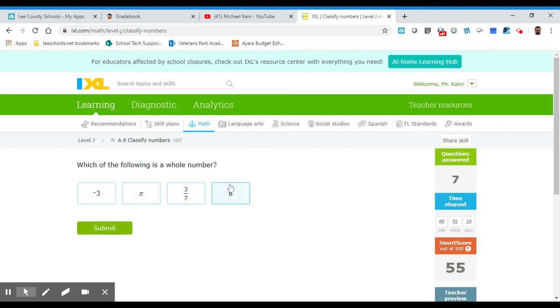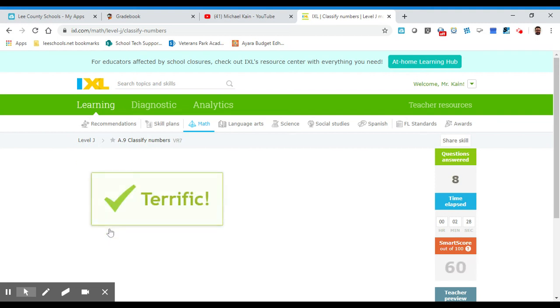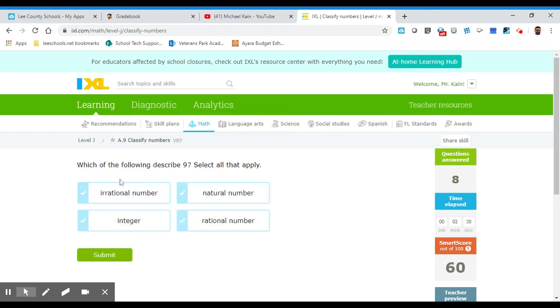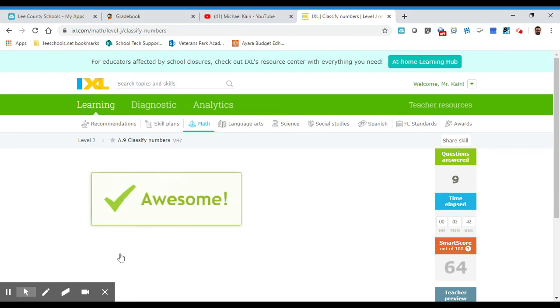Which of these are whole numbers? This is whole, and whole numbers have to be positive counting numbers. So only 8 is a whole number. All right. What about 9? What's true about 9? 9 is natural because it's a counting number. It's not irrational because you can write it as a fraction, 9/1, so it's rational. And it is an integer. You can plot it on the number line.